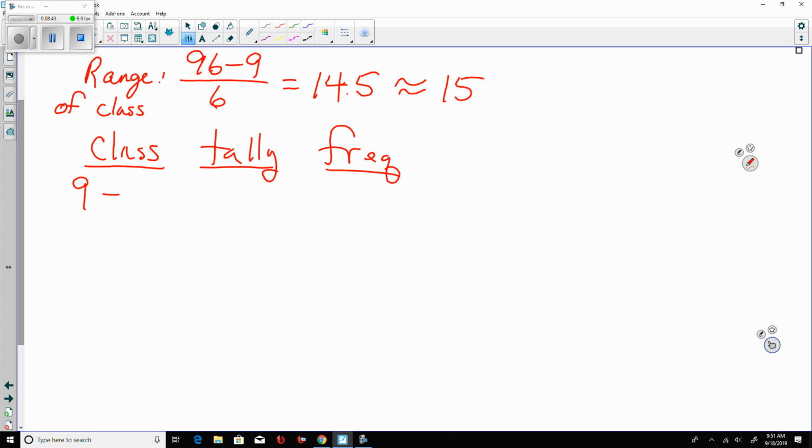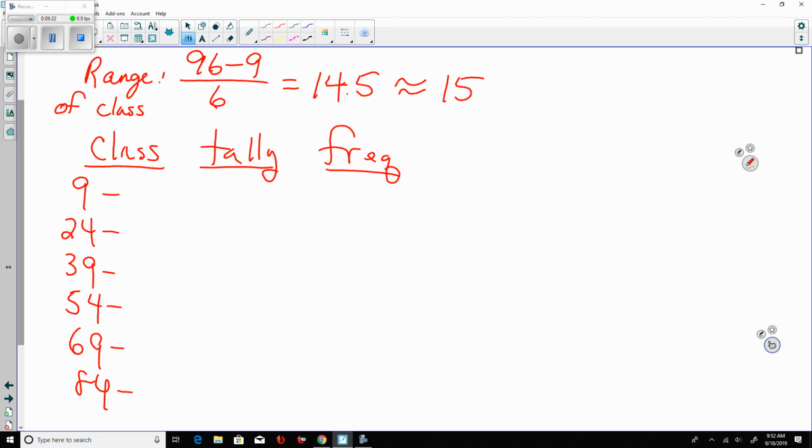Now, what we do to the 9, these are called the lower class limits. You have to do all lower class limits first. So I start with 9, and then I add to it the class width. So I add 15. With a calculator, 9 plus 15, and you get 24. Then 24 plus 15 is 39. Add another 15, 54, another 15, 69, another 15, 84.